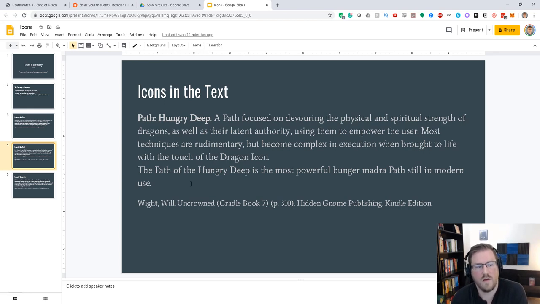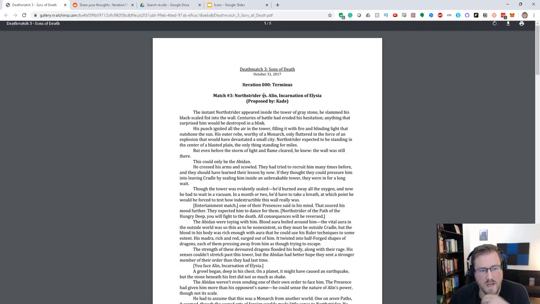"So the Path of the Hungry Deep, a path focused on devouring the physical and spiritual strength of dragons, as well as their latent authority, using them to empower the user. Most techniques are rudimentary, but become complex in execution when brought to life with the touch of the dragon icon." Now, there is only one place currently for us to see this in action. So let's bounce over to the deathmatch with Northstrider.